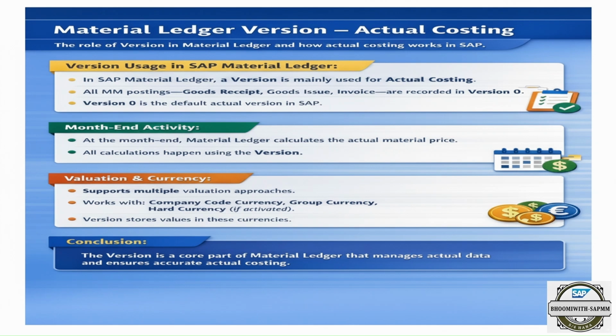Next, valuation and currency. It supports multiple valuation approaches. Second, it works with company code currency, group currency, and hard currency if available. Versions store values in these currencies. So the conclusion is that the version is a core part of material ledger that manages actual data and ensures accurate actual costing. I hope today's session was clear.